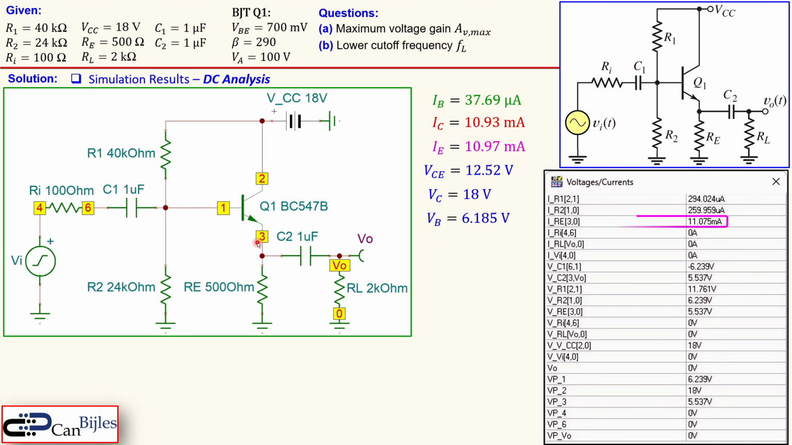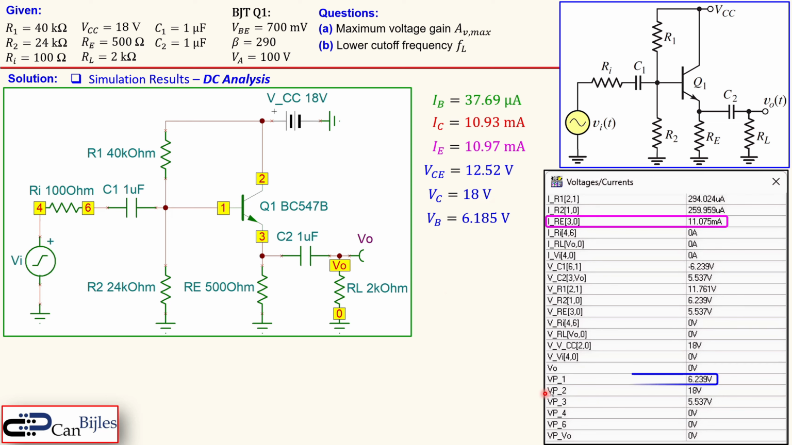So I will just highlight some labels here. This is the resistor RE current, that one. And that was 11.075 milliamps, so almost 11.1 milliamps. And I see here almost 11 milliamps, so close to what we have calculated, so this is nice.